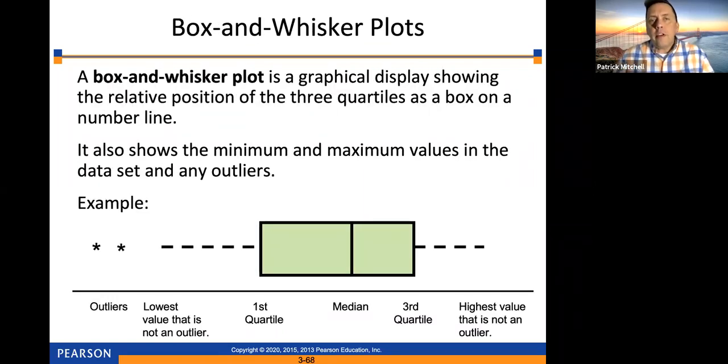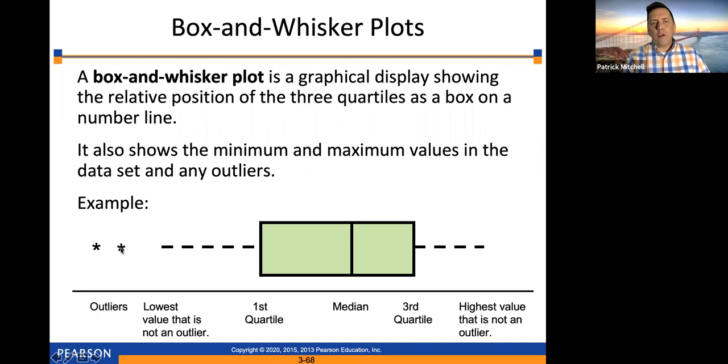All right, so you're going to see IQR come up here in a little bit when we use it to detect outliers for making box and whisker plots. So what a box and whisker plot is, it's a graphical display showing the relative position of the 3 quartiles as a box on a number line. And it also shows the minimum and maximum values in the data set as well as any outliers. So here is a sample.